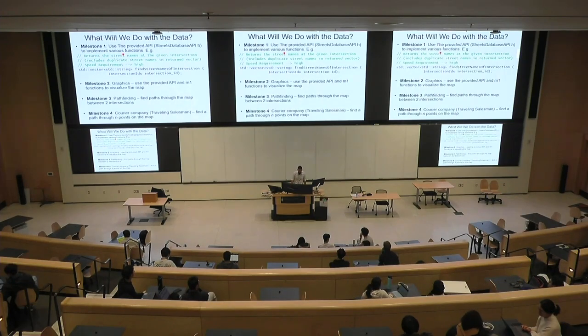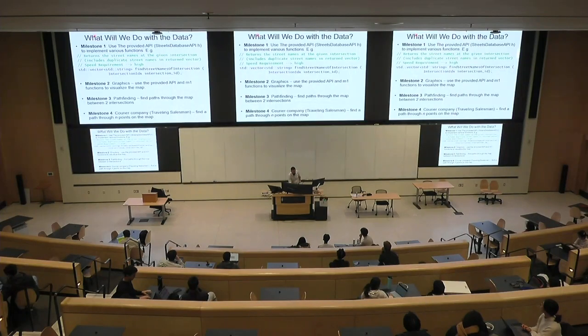Okay, so first of all, before jumping into details, what will we do with this data? In milestone 1, as I said, you will use the provided APIs, mainly the street database API and the other one, to implement various functions. For example, this is one of the functions that you need to implement. It's called find street names of intersection, okay? And the comment above it tells you that you need to return the street names at a given intersection.